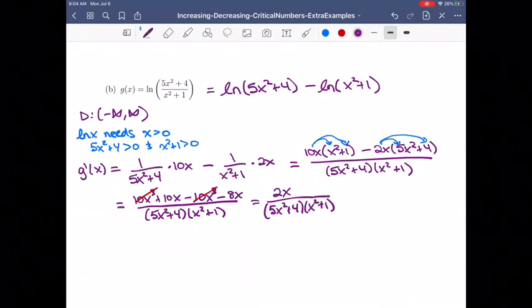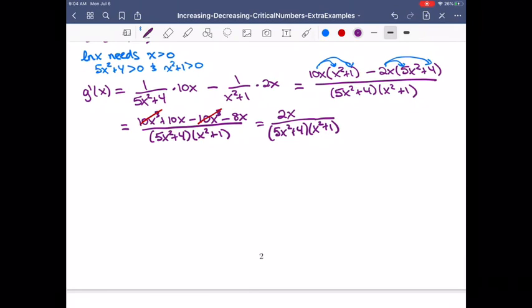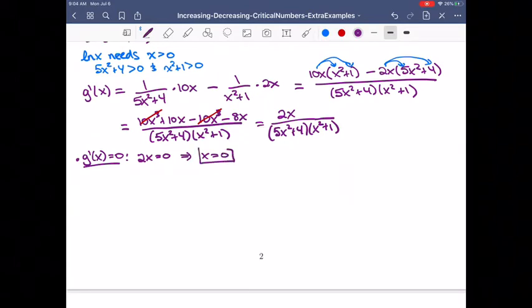Okay, so now I want to think, where is the derivative 0? That's going to be when the top is 0. So that's when 2x is 0, which means that x is going to be 0. So that's a critical number. Where does g prime of x not exist?